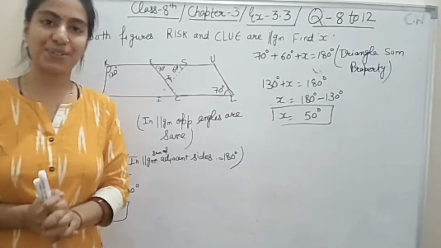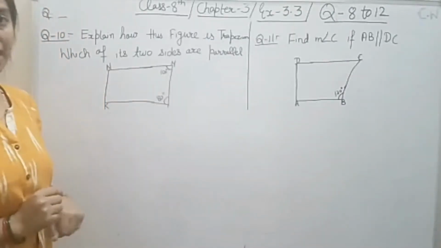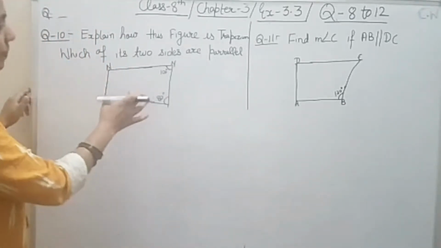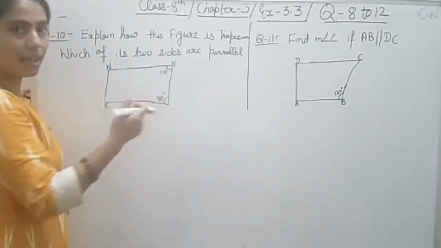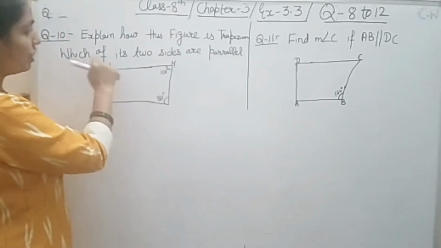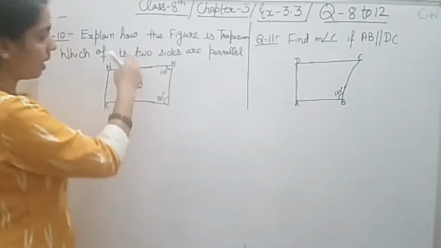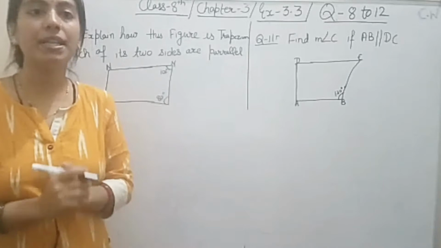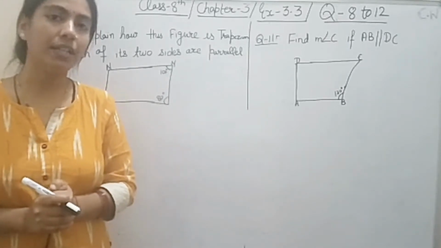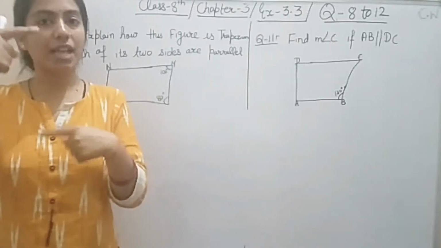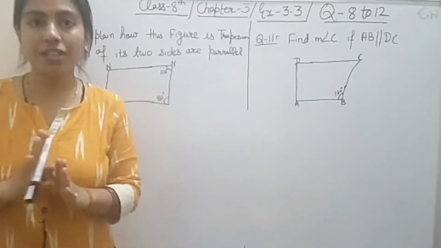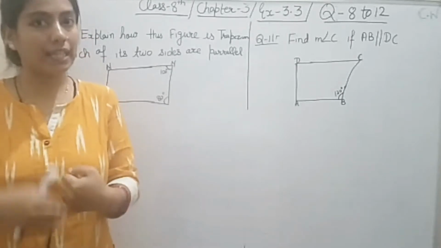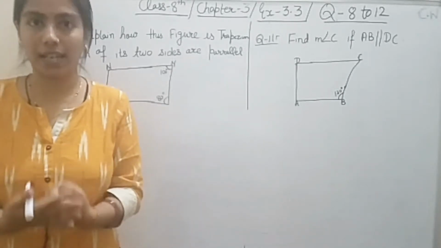Now coming to our next question. Question number 10 we have: explain how this figure is a trapezium. Student, this figure is given to you and they are asking how it is a trapezium, and out of four sides which two sides are parallel. Student, in properties of trapezium, one pair of sides should be parallel. ये कोई फिक्स नहीं है बेटा, which side should be parallel. हमें ये देखना पड़ता है कि कौन सी side parallel है.